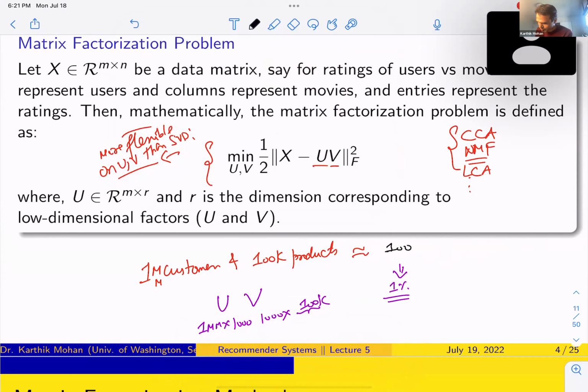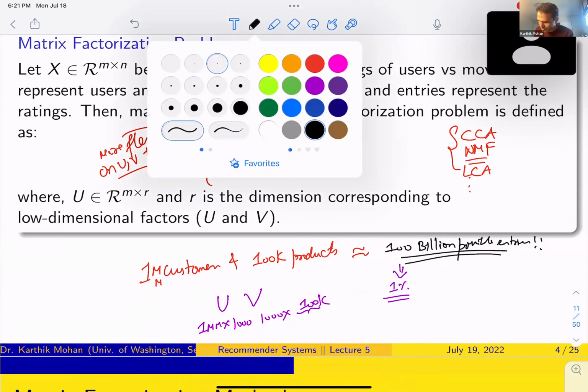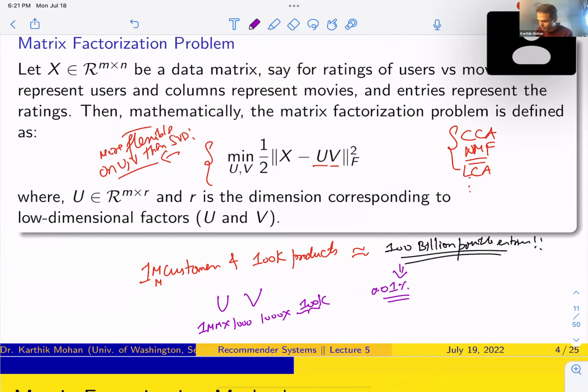So this is 100 billion possible entries, which you probably don't know at all. Maybe this is also exaggerated. So you might only know like 0.01% of this number in practice, based on how many customers have purchased how many products, right? But what are you learning? You're learning U and V. So what is the order of the number of parameters you're learning?